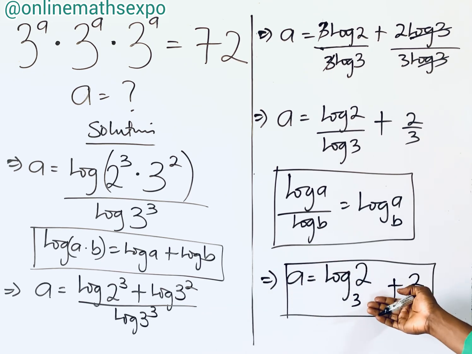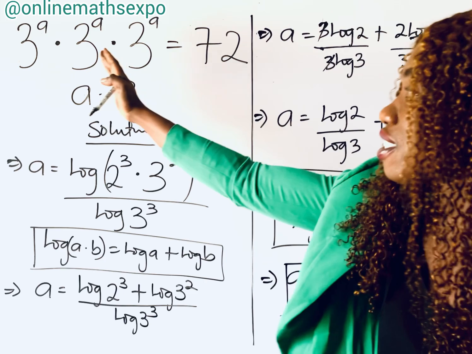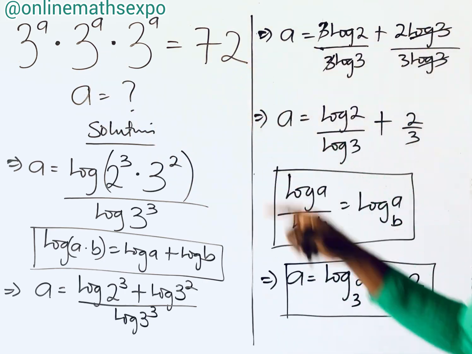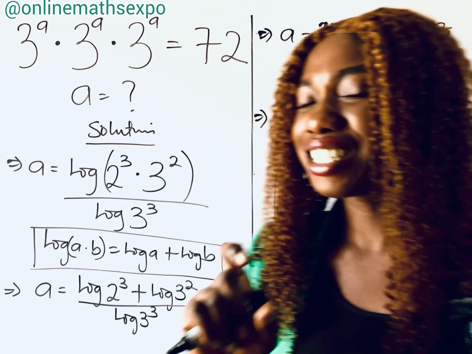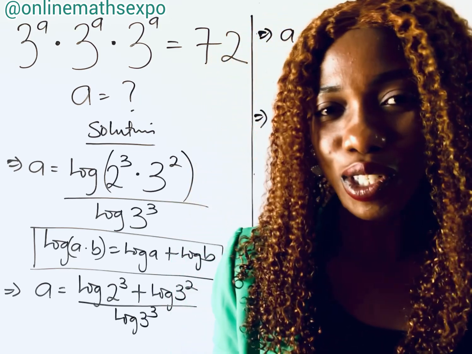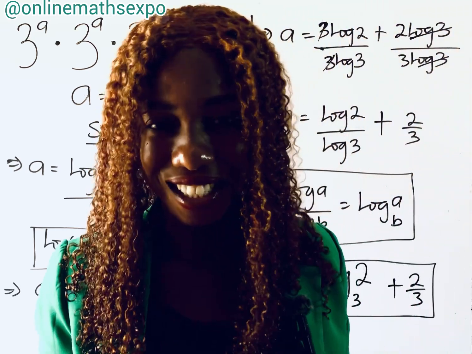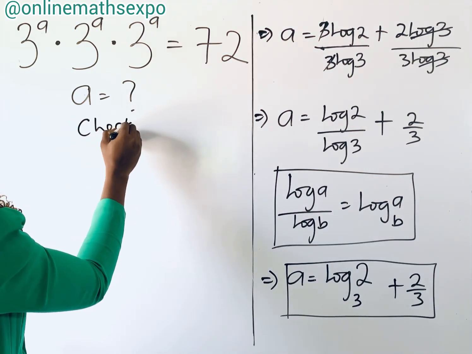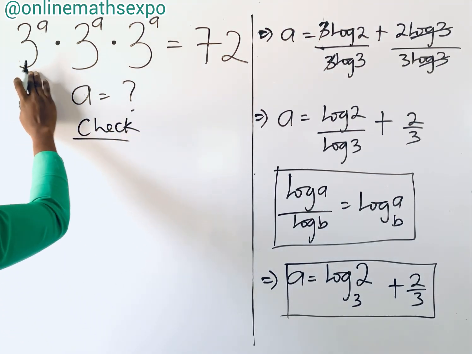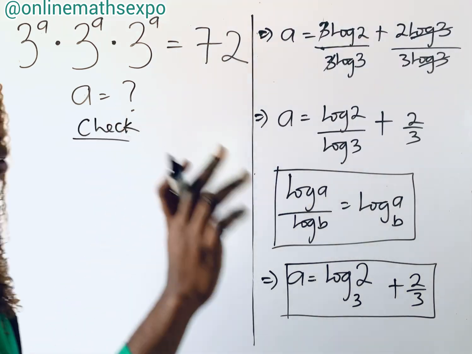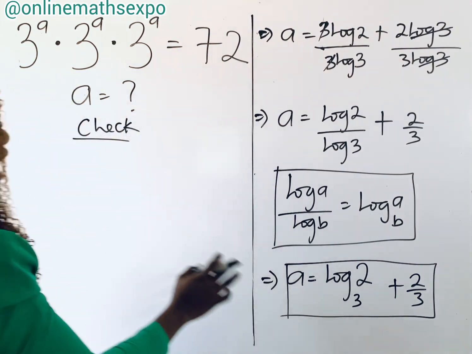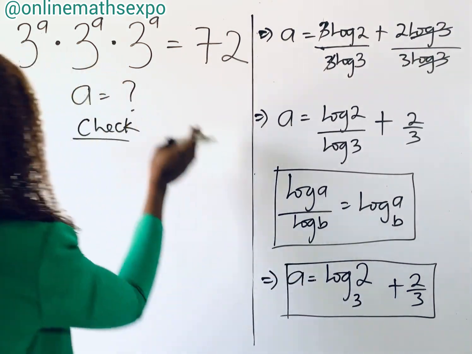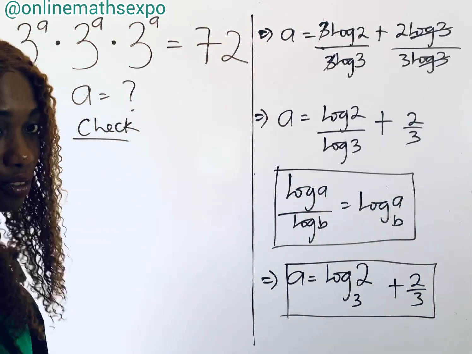Now we're going to plug this value of a into the left side of the equation to see if it gives us 72. And this is the interesting part I wouldn't want you to miss. Now let's do this check together. You see that these are the same, so we're going to take one of these and plug this in. Then when we are done, we multiply to see if it gives us 72.